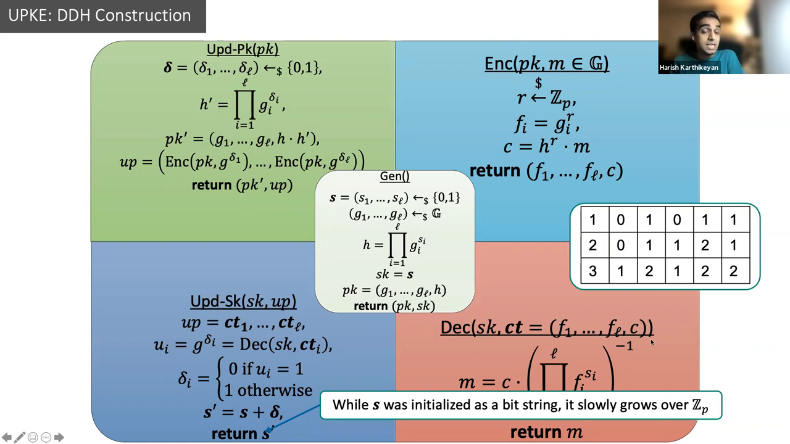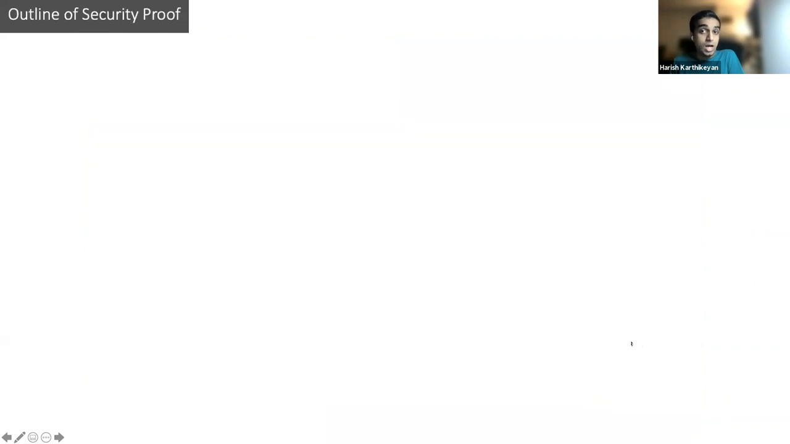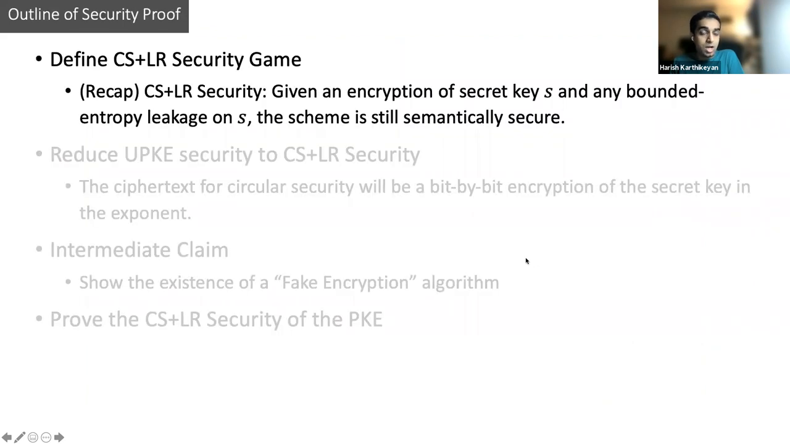So this is our DDH construction. Let us quickly move on to discussing the outline of the security proof. Due to lack of time, I will only introduce the CS plus LR security game, and then discuss how we reduce the UPKE security to CS plus LR security, and introduce the various assumptions that we have along the way, such as homomorphisms that we need.